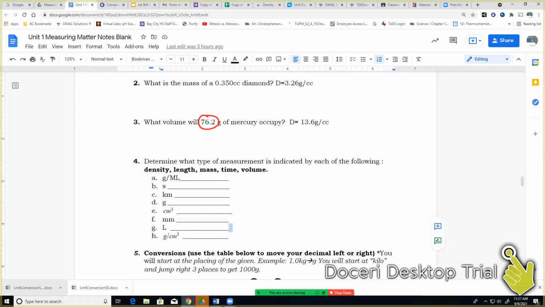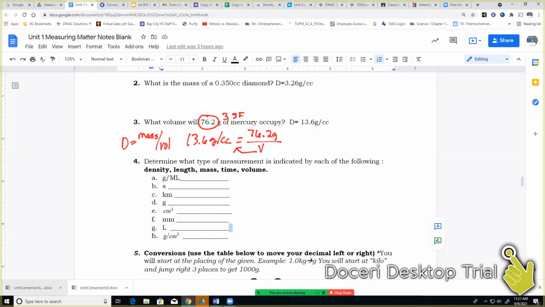76.2 grams. So that's where I'm going to get the fact that my answer needs to have 3 sig figs. So we said our density is equal to my mass divided by my volume. My mass I have and my density. So my density is 13.6 grams per cc is equal to my mass, which is 76.2 grams divided by my volume. Or you can rearrange your formula instead of doing this little bit of algebra and plug it in, whichever way works for you. But I'm going to do it this way.